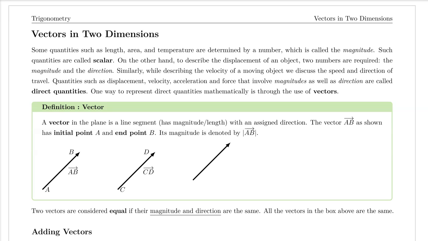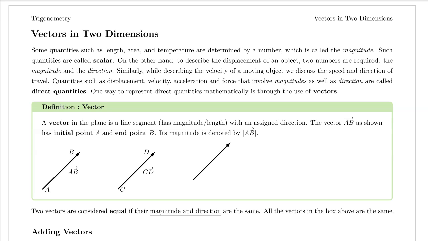Similarly, while describing the velocity of a moving object, we discuss the speed and direction of travel. Quantities such as displacement, velocity, acceleration, and force that involve magnitudes, as well as direction, are called directed quantities. One way to represent directed quantities mathematically is through the use of something called a vector. Let's define what a vector is.